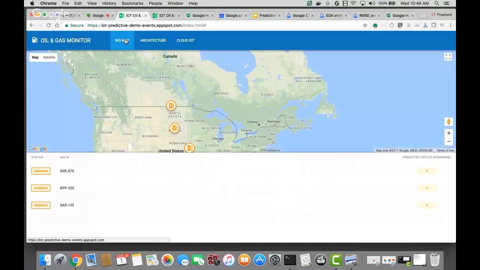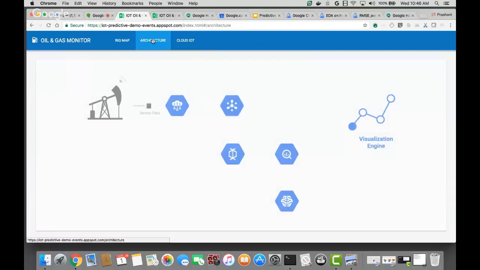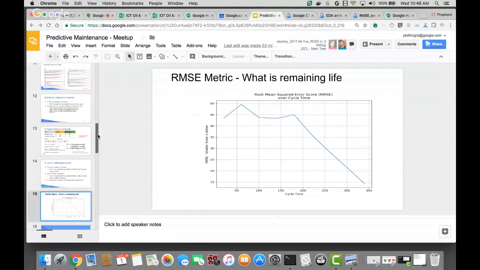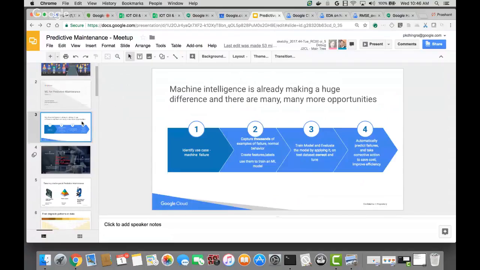So today we walked through this demo of the oil rig. You saw the demo, you saw the architecture, and we went through the design. You define a use case, you capture thousands of examples of failure and normal instances, then you train the model, and finally you start making predictions.